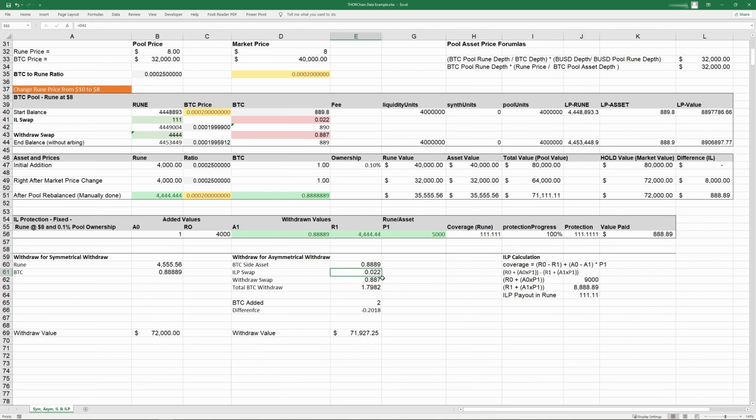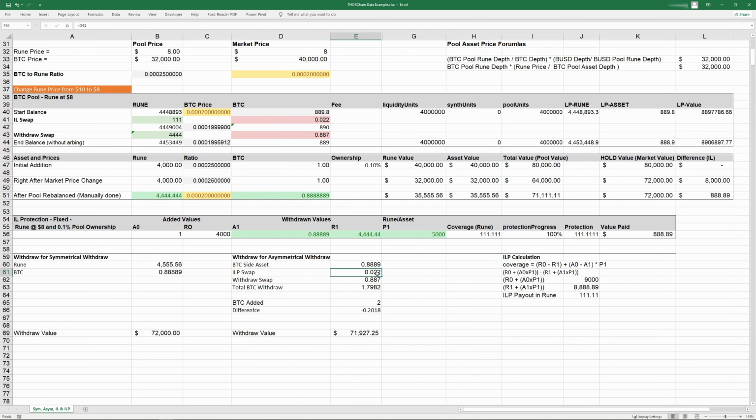Then you get the withdrawal swap. So when you take your 4,444 Rune, you swap that into BTC and you take out the slip and all that, you get approximately this amount of BTC. So when you add that together, essentially add that one and your position here, you get 1.798 BTC. So in the last video I said 1.8, I just had rounded it up. That's an approximation including slip fees.